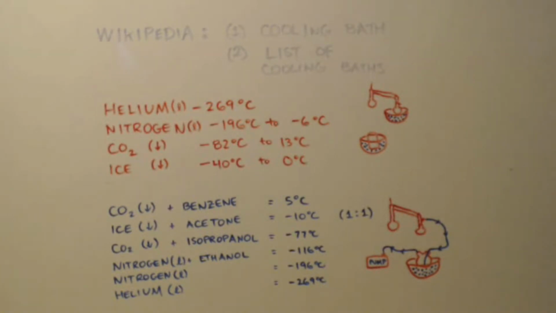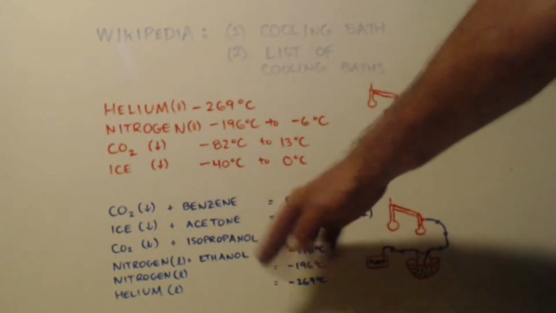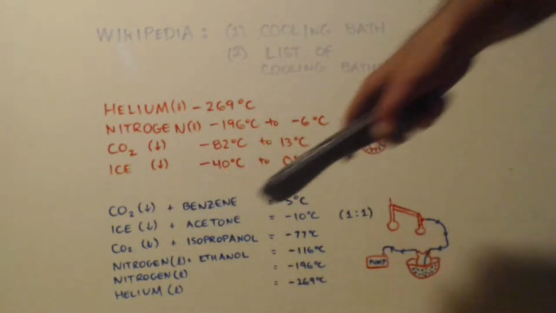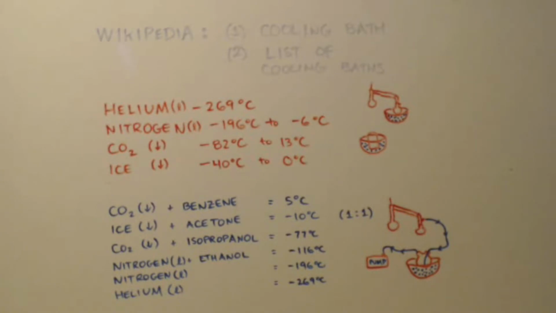And they tell you different, like nitrogen. Let's say you put it in ethanol, you can keep the temperature at minus 116 Celsius. You know what I mean? Depends on what you put it in. You can put ice in acetone, and if you have a 1-to-1 ratio, you'll keep a nice minus 10 degrees Celsius temperature. Like I said, you can go look online and look on Wikipedia. They give you a lot better examples.